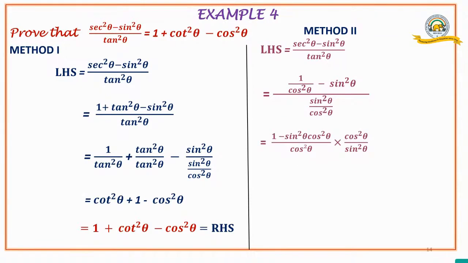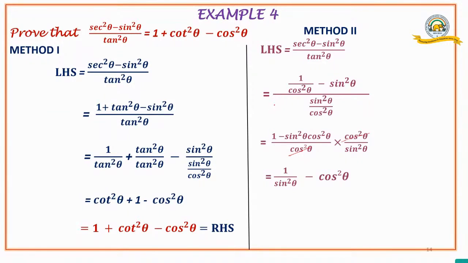So taking the LCM, what do we get? (1 minus sine square theta) into cos square theta upon cos square theta, and we have got here cos square theta plus cos square theta upon cos square theta, and this is cos square theta by sine square theta. So this and this cancels off. What are we left with? 1 by sine square theta minus cos square theta.